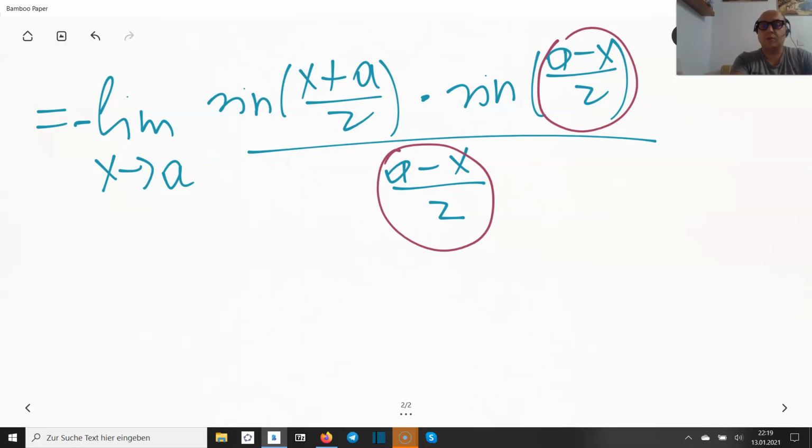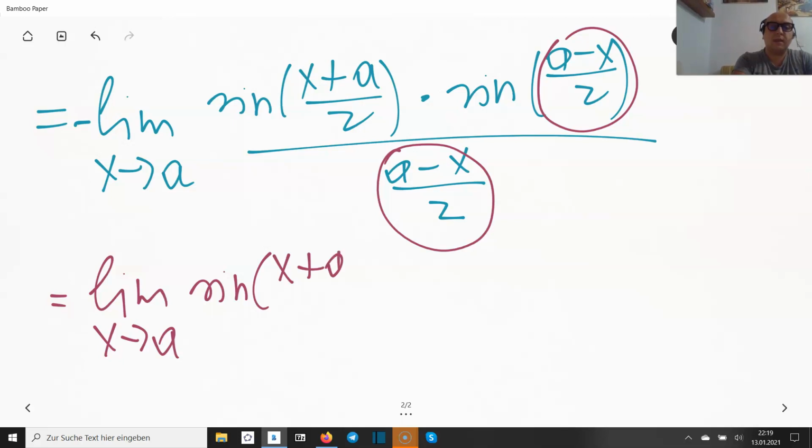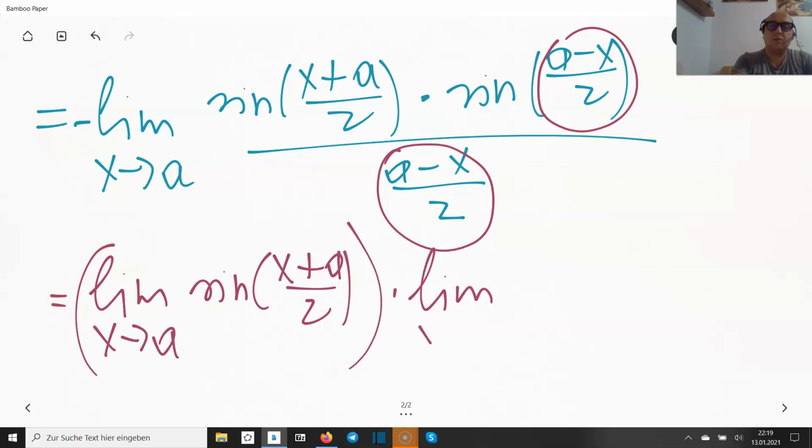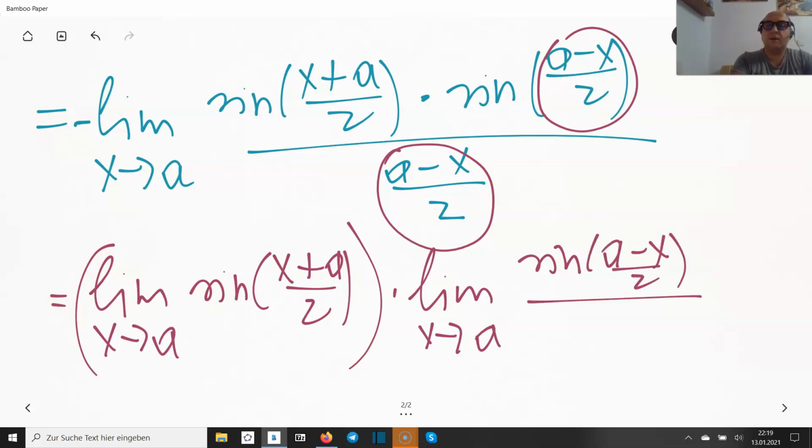And now you see, as x is approaching a, this limit is approaching 0. This value as well. So this is sine of a minus x, kind of sine of 0 divided by 0, and we know it's 1. So basically we can split it into two limits. Have limit x towards a of sine of (x plus a) divided by 2, times the limit of x towards a of sine of (a minus x) divided by 2, divided over (a minus x) divided by 2. Don't forget the minus, which I forgot. So that gives me 1.